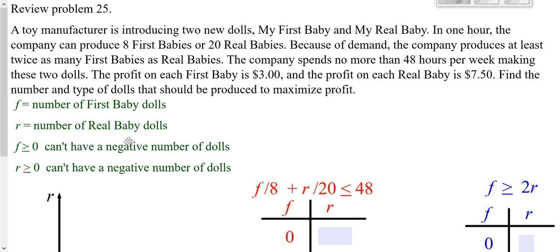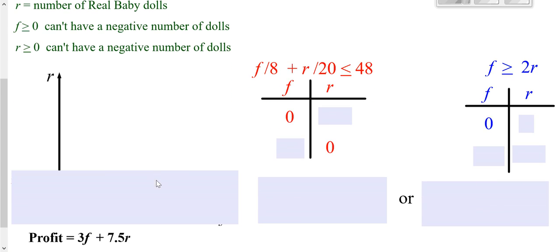Looking at the next slide here, we can then go ahead and graph those. We can make ourselves a t-chart, plug in 0 for our F, that knocks this out. Then we have R divided by 20 equals 48. Then we multiply both sides by 20 and we get this. And then we want to consider the other intercept when R is 0. So if R is 0, 0 divided by 20, that knocks that out. So then to get F by itself, we'd have to multiply by 8 and we would get this.